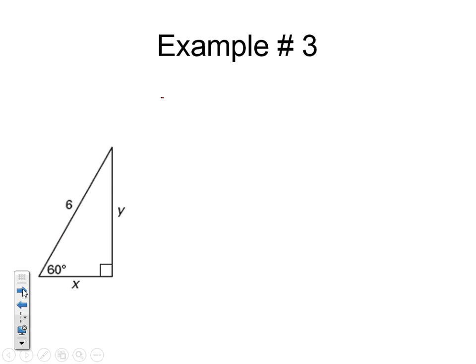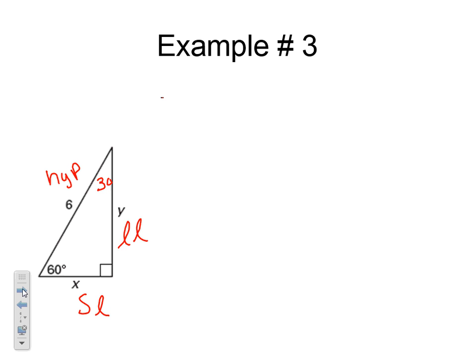Moving on to example number 3. Once again, we have a 30, 60, 90 triangle. There's 60. We're going to put 30 right here. We're going to go around and label. So across from my 30, where my X is, this is my short leg. Across from my 60 is my long leg. And always across from my right angle, my hypotenuse.